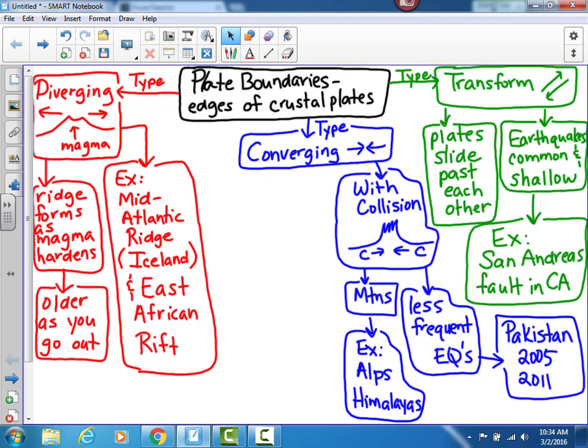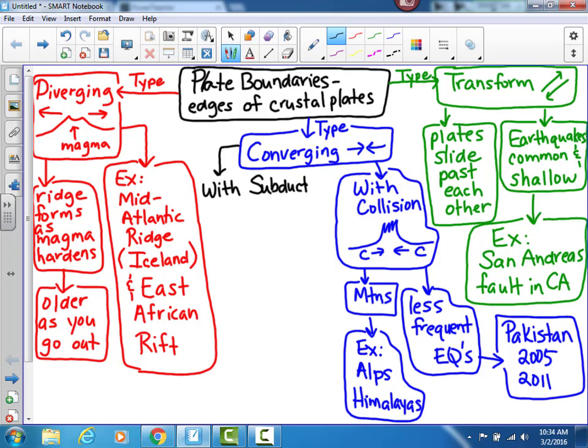I'm going to switch colors one more time just because it's getting a little bit crowded up here. We can also have converging boundaries with, what's the other kind? Subduction. And if I was going to draw a picture with arrows for that, I might draw one that's kind of headed downwards and another one that's more just headed over. Two plates collide and one of them gets pushed down into the mantle.